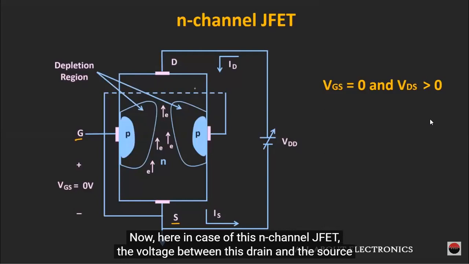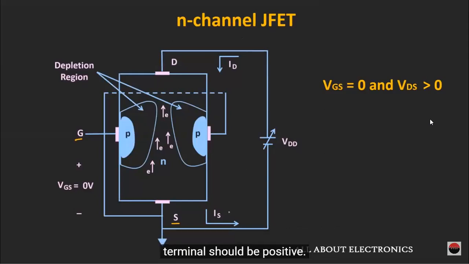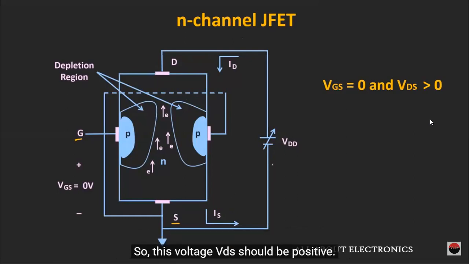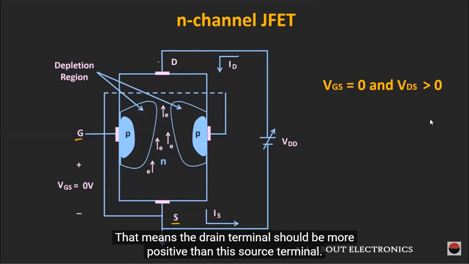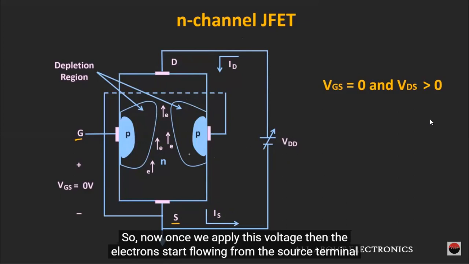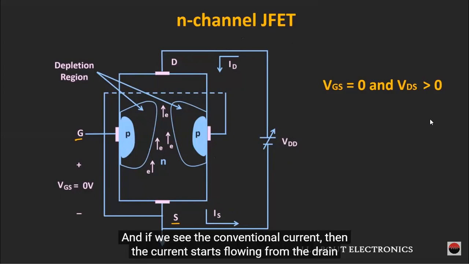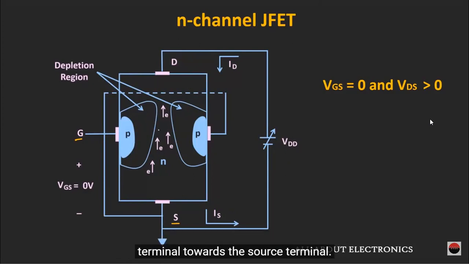Now here, in case of this N-channel JFET, the voltage between this drain and the source terminal should be positive. So here, let's say this voltage VDD is applied between this drain and the source terminal. So this voltage VDS should be positive. That means the drain terminal should be more positive than this source terminal. So now once we apply this voltage, then the electrons start flowing from the source terminal to the drain terminal. And if we see the conventional current, then the current starts flowing from the drain terminal towards the source terminal.